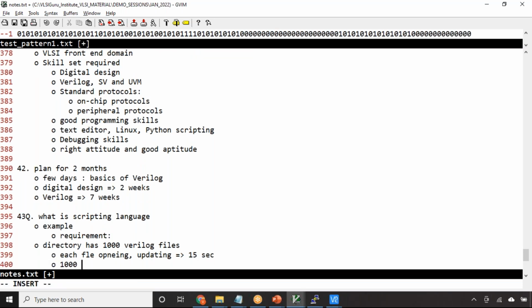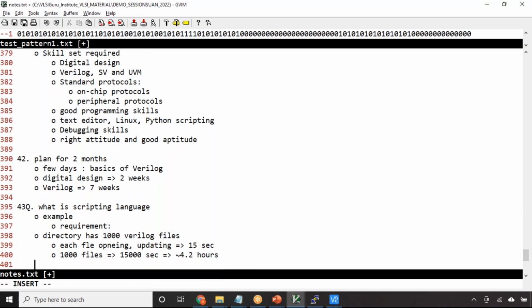For 1000 files, can you tell me how much time it will take? It will take 15,000 seconds, which is roughly 4 hours. 4.2 hours, right? It will translate to about 4.2 hours.